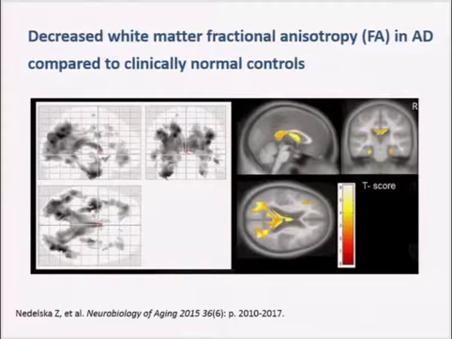Now, when we look at the white matter in these patients, what we see for the fractional anisotropy decreases is the underlying white matter that we saw earlier has decreased FA values in some of those same regions of gray matter that's affected. So the pattern of FA decreases in the white matter is very similar to the pattern of gray matter mean diffusivity increases topographically.